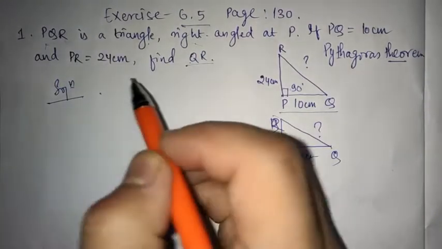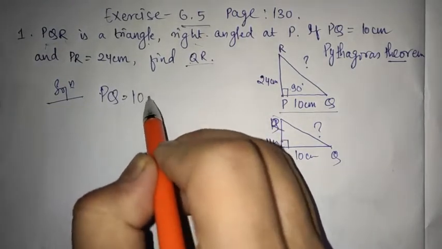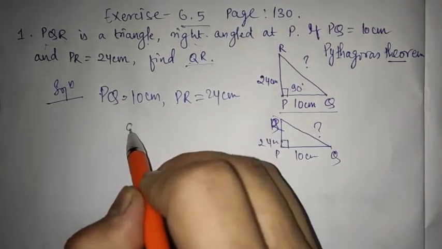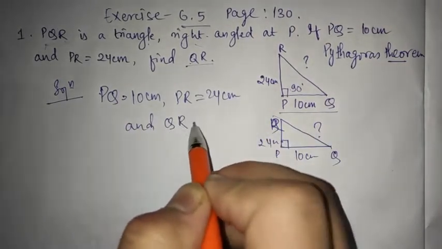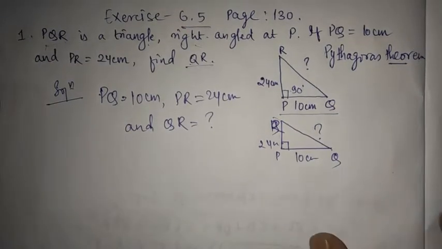The things given in the question are the side PQ, that is 10 centimeter, PR will be 24 centimeter, and now here you have to find QR. We don't know what that is. You can consider QR or you can consider X also. Okay, let QR be X. You can do that also.